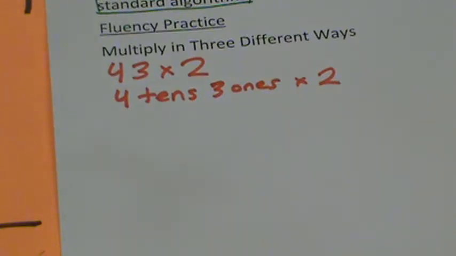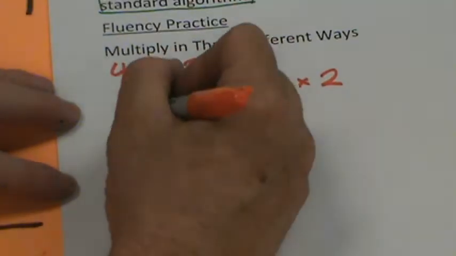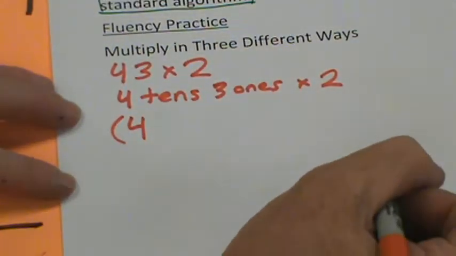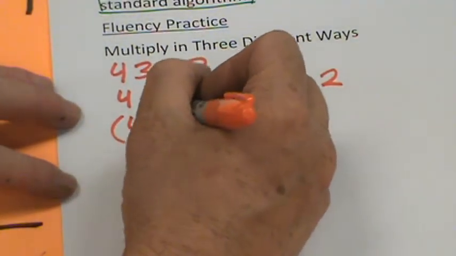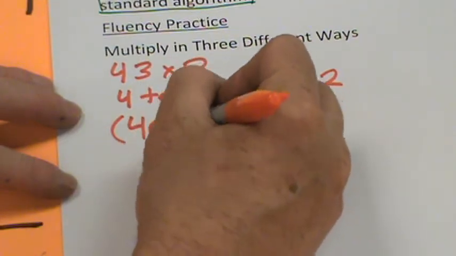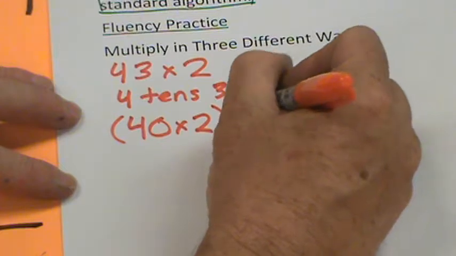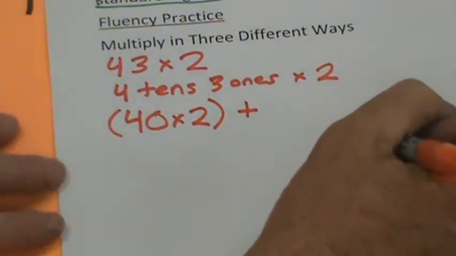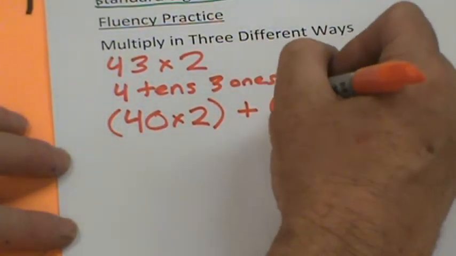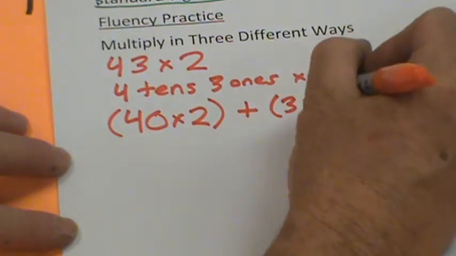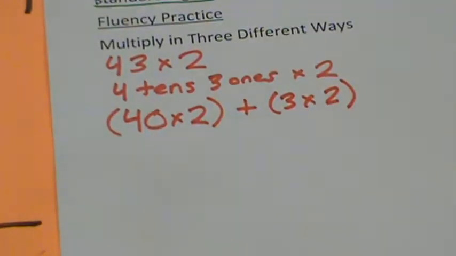So we could break this down further. Take a look at this. Parentheses. I hope Math Mutt doesn't show up. He always seems to show up when parentheses come around. 40 times 2, right? 40 times 2 plus 3 times 2. That's one way of looking at it.